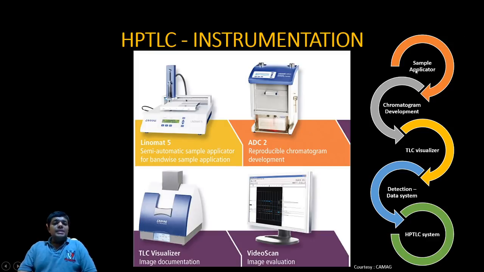First is the sample applicator. Instead of using a human hand to put the sample on the plate with a fine capillary, a machine is used which is called a sample applicator. Then there will be chromatogram development, that is the interaction of the mobile phase and stationary phase with the sample. Number 3 will be the TLC visualizer, and number 4 will be the detection via data system, that is our computer. So these are the 4 which together form the HPTLC system. Remember once again, these are the minimum 4. There can be add-on instruments which we will see during our instrumentation, proceeding from this slide.